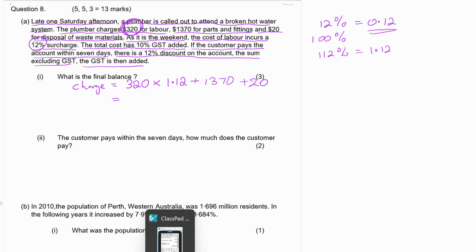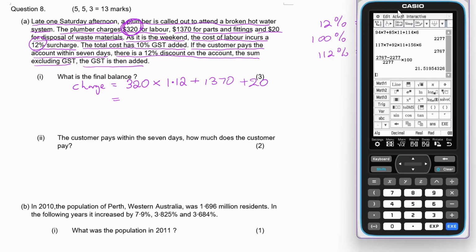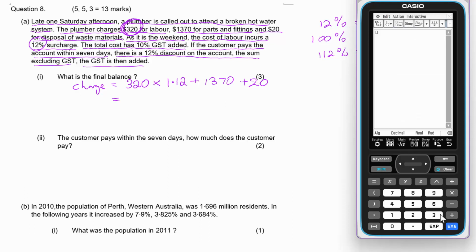So let's calculate that. I'm just going to clear the screen again. So we've got 320 times the 1.12. Of course, you could have worked out 12% and then added it onto the 320. Then we've got plus 1370. And we've also got 20. And that's 1748.40. Now remember, that's without the GST.